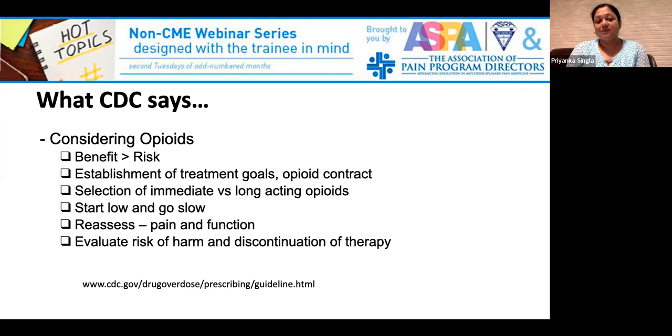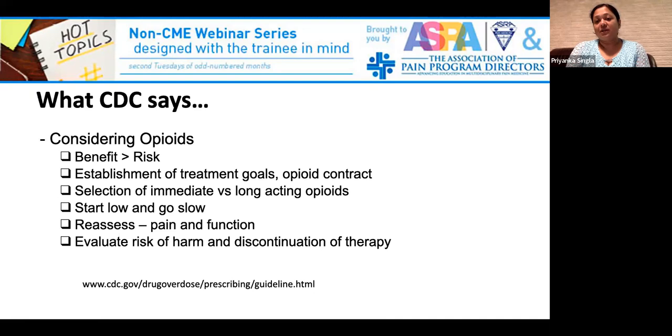The benefits of starting the opioids should be more than the risks of the therapy, the drugs themselves, and the risks that come with chronic opioid use. There should be an establishment of treatment goals in the form of an opioid contract, which should be formalized before any opioids are prescribed. Selection of immediate versus long-acting opioids, I'll go over this later. They recommend to start low and go slow. And then they recommend that reassessment of pain and function should be an ongoing process, and the emphasis is on function rather than pain.